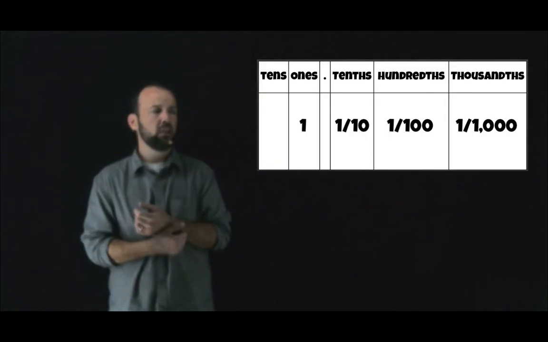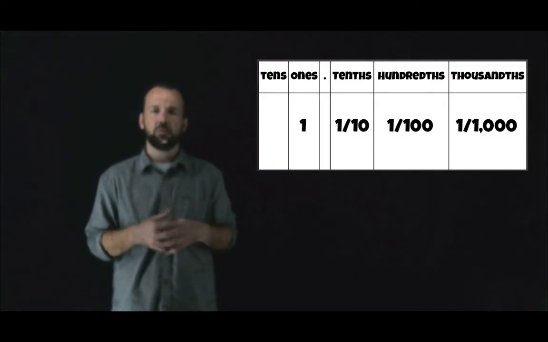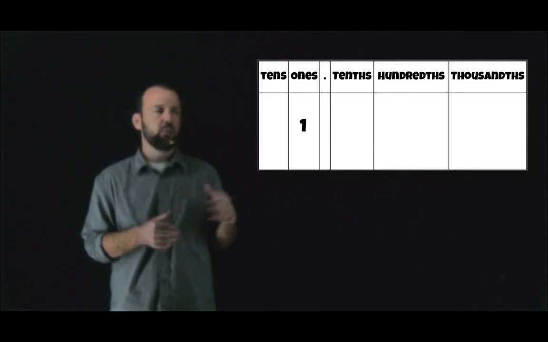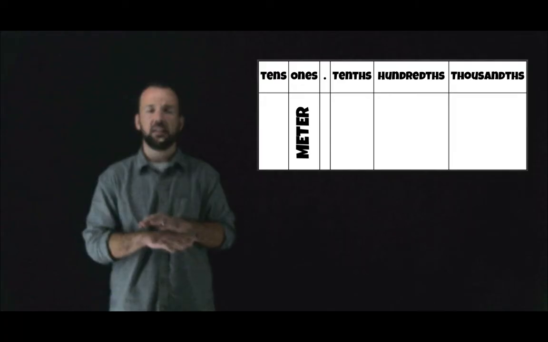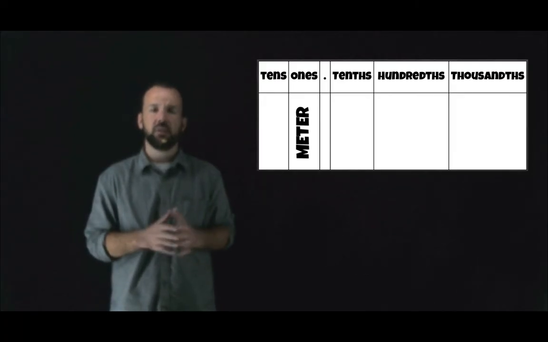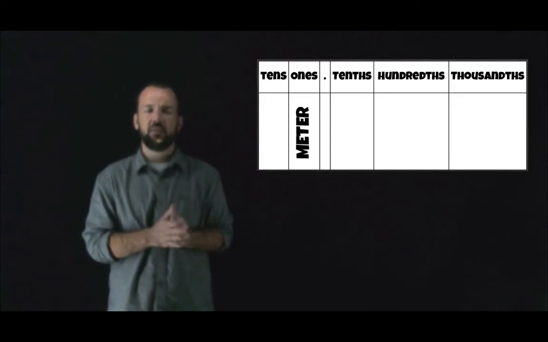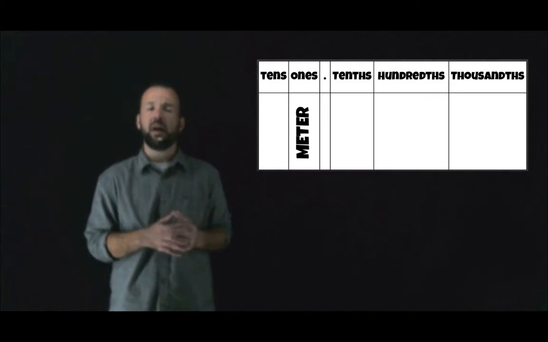So now we're going to take a look at how that relates to measurement, okay? If we look at the ones place, that's where we're going to put our meter, okay? So that's kind of like the starting point, right? 1 meter, that's what we're going to take a look at today. And then everything else is going to be bigger or smaller than that. We're mainly going to focus on the smaller side of things today.